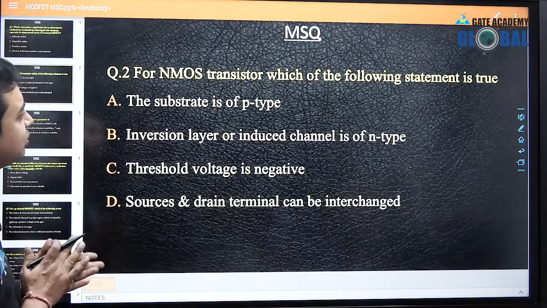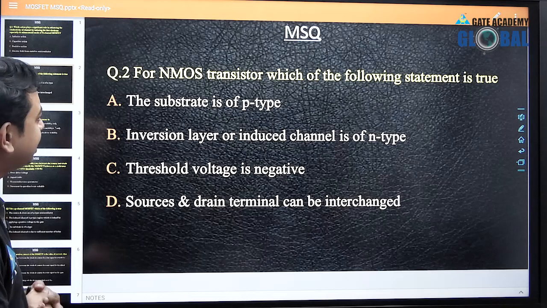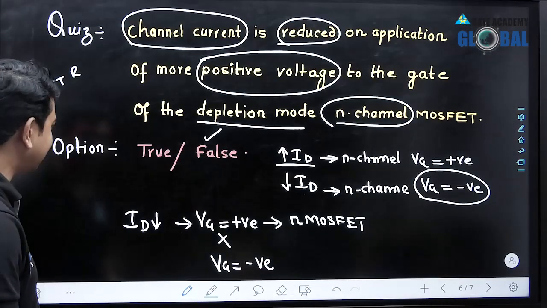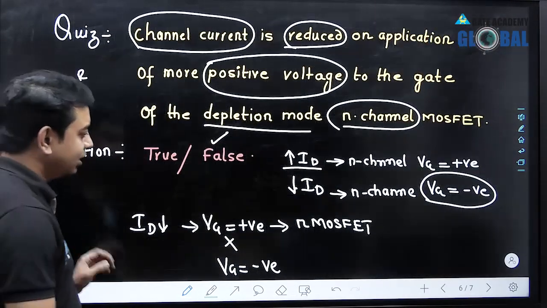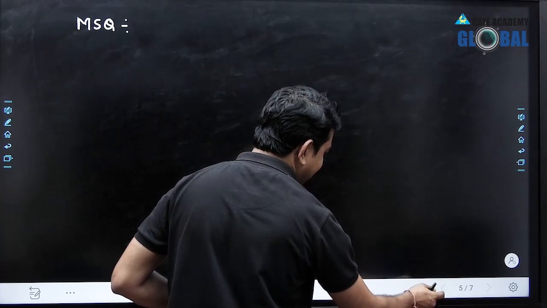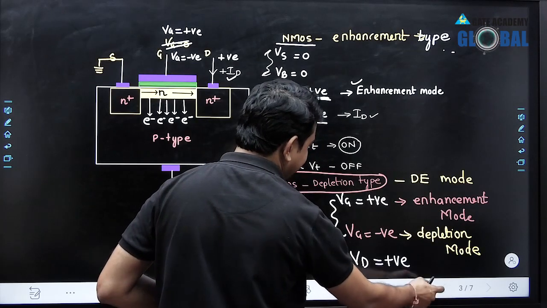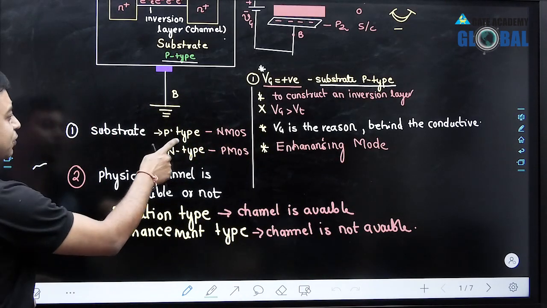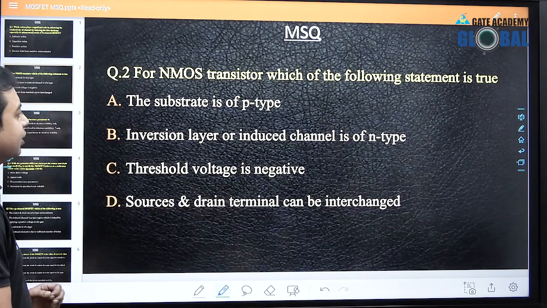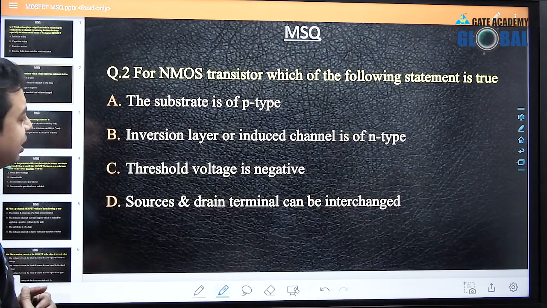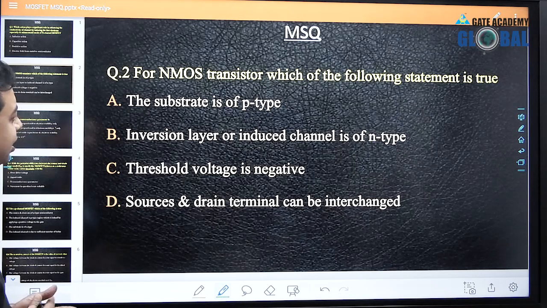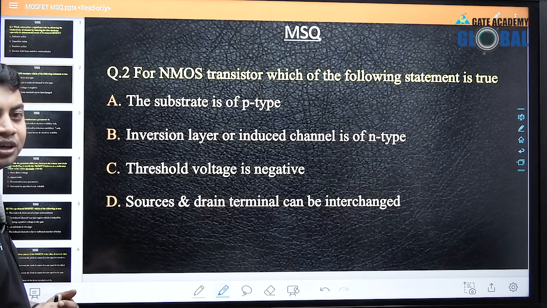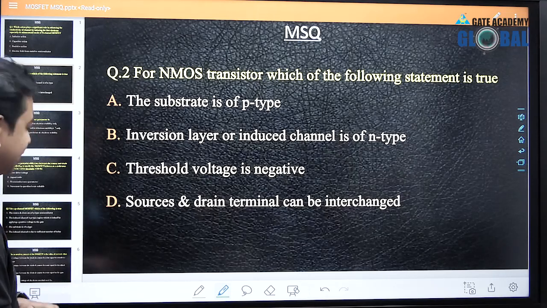For an NMOS transistor, which of the following statements is true? The substrate is of P-type. We just analyzed that the substrate is actually of P-type in an NMOS, and we saw this part in our previous session. So we have created some parts here. So the substrate is of P-type in case of NMOS. Next, the inversion layer or induced channel is of N-type. Yes, this is correct, because it is an NMOS, so we have to create a channel of electrons, that means it is of N-type.